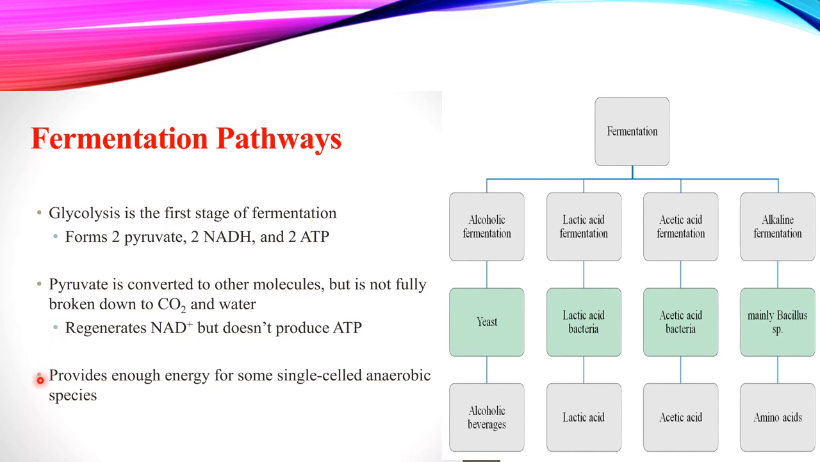Whatever end products are formed provide enough energy for some single-cell or anaerobic species to survive. It may produce less energy when compared to the aerobic cycle, because most of the energy is stored in the chemical bonds in the end product of the fermentative pathway, but whatever energy is produced by this process is sufficient for some single-cell and anaerobic species to survive.